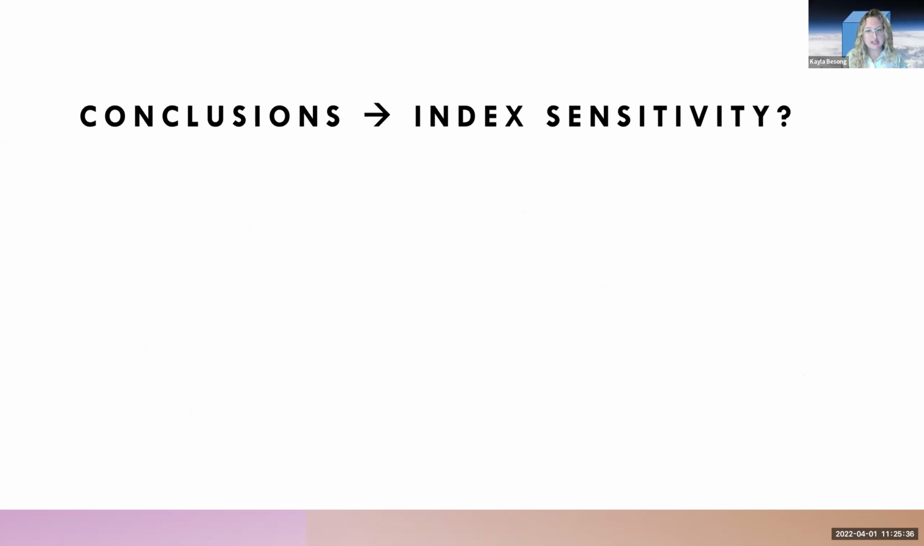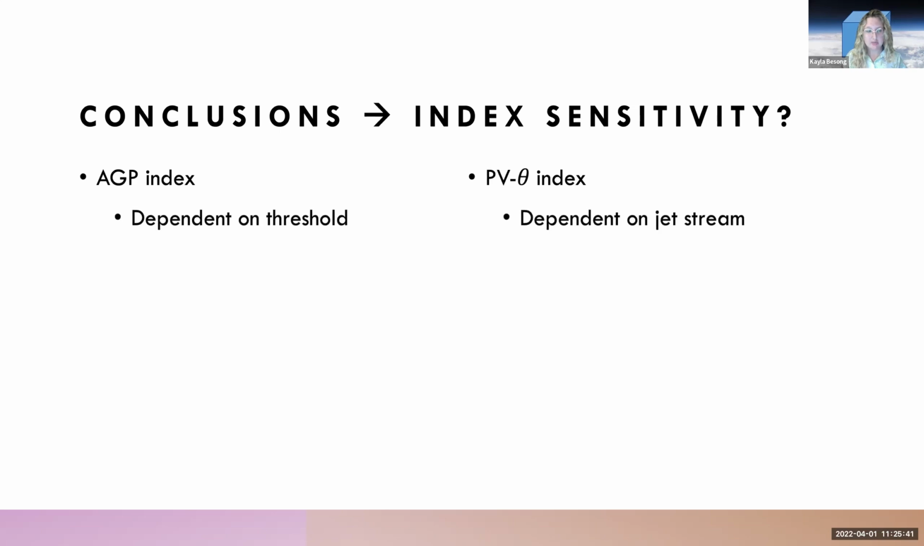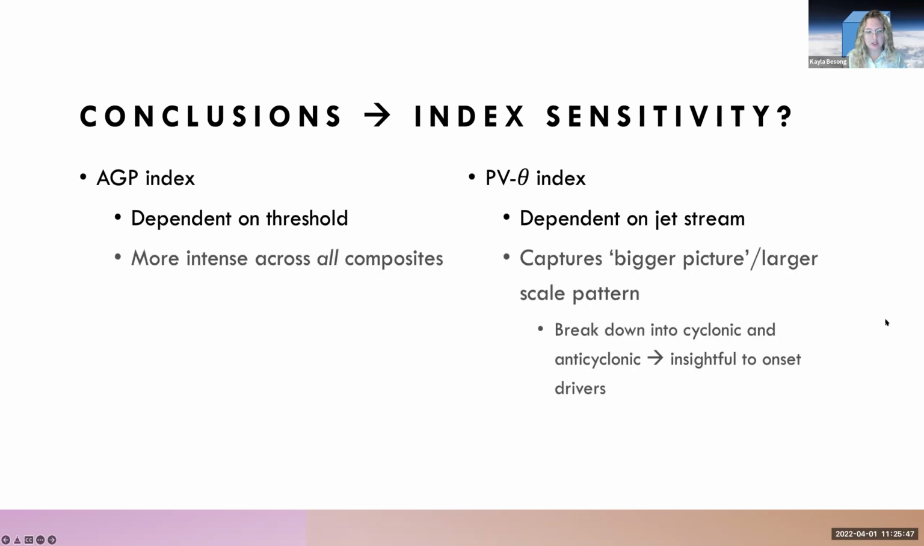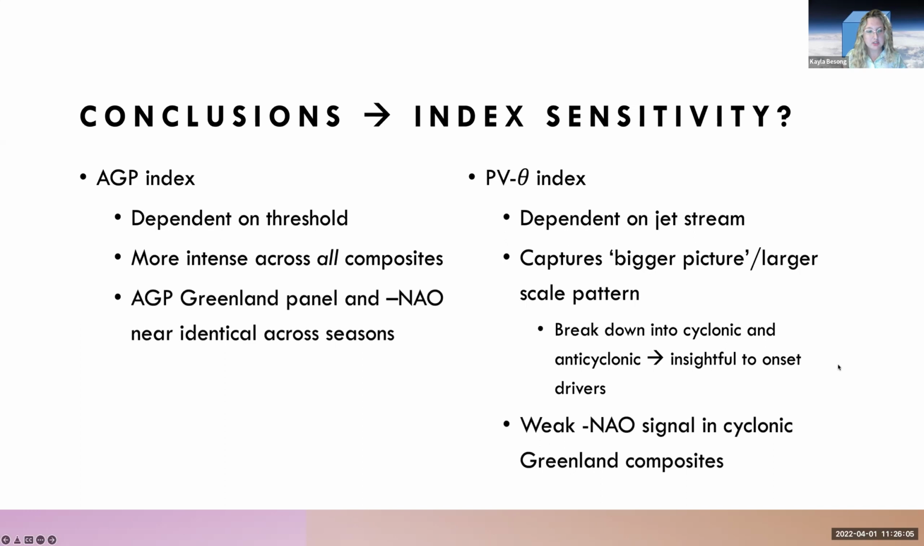Further, we started to see this idea of an index sensitivity between the AGP and PV theta indices. The AGP index is dependent upon a threshold, whereas the PV theta index is more dependent on the jet stream. The AGP index was more intense across all composites, whereas the PV theta index captures the bigger picture. And the breakdown into cyclonic and anticyclonic did provide some insight into potential different onset drivers. The AGP and Greenland panel and the negative NAO are near identical across seasons, whereas there was a weaker signal for the cyclonic Greenland composites.